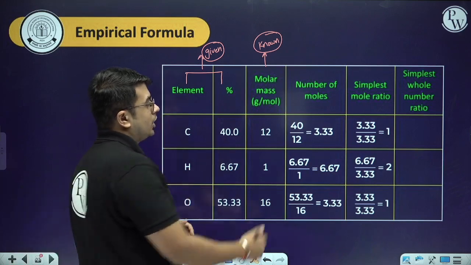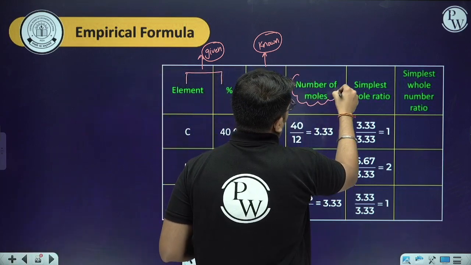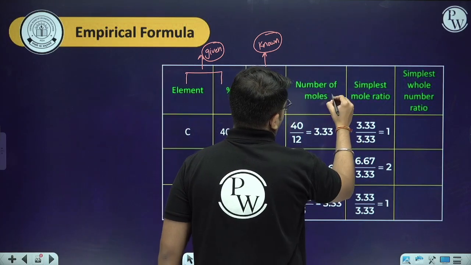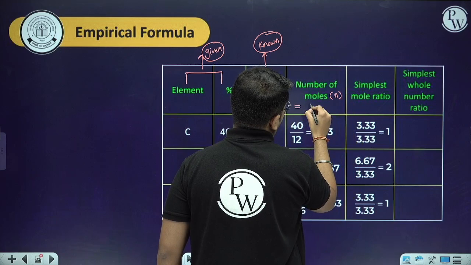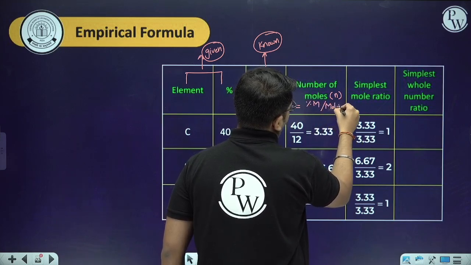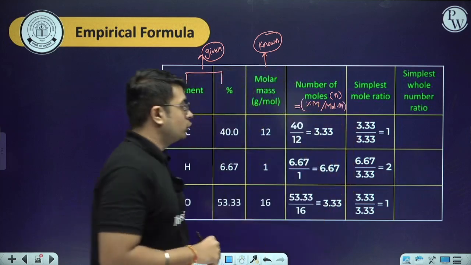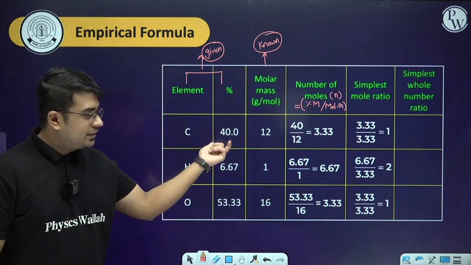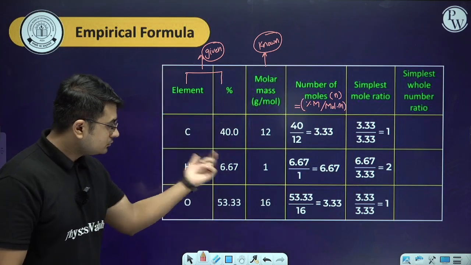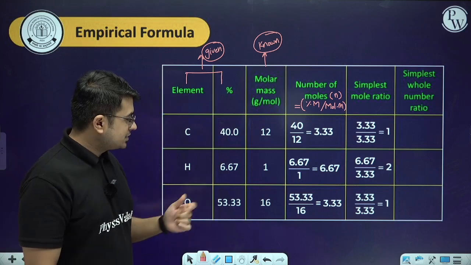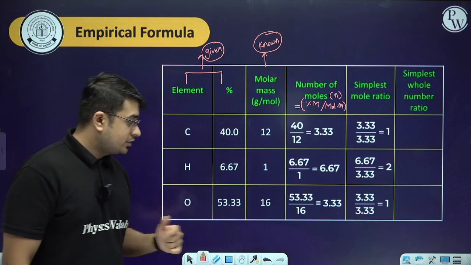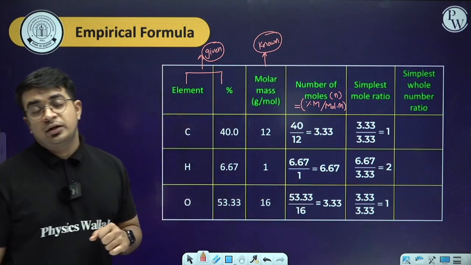The next thing you have to do is calculate the number of moles. How can you calculate the number of moles? It's very easy. Number of moles is equal to mass percentage divided by molar mass. In this case, percentage is given as 40, divided by the molar mass which is 12, you will get 3.33. Then for hydrogen, the percentage is 6.67 and the mass is 1, so you get 6.67. The next part is 53.3 divided by 16, and you will get 3.33 again.